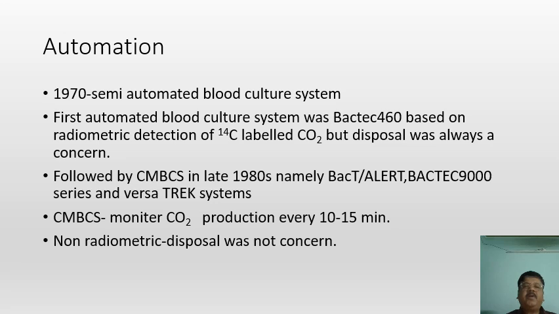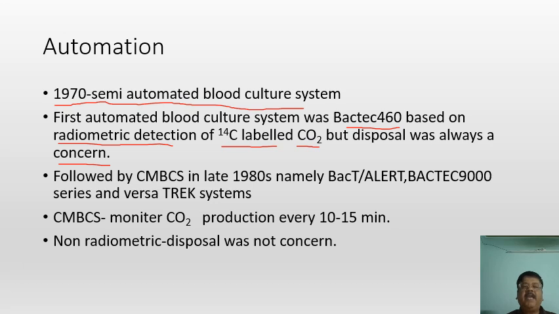So automation was introduced in 1970, when the semi-automated blood culture system was introduced. The first automated blood culture system was BACTEC 460, based on radiometric detection. Here radiolabeled carbon 14 was used to release carbon dioxide, and the radioactivity is detected by the sensors in the machine. But there was always a problem, and radioactivity hazard was the concern.